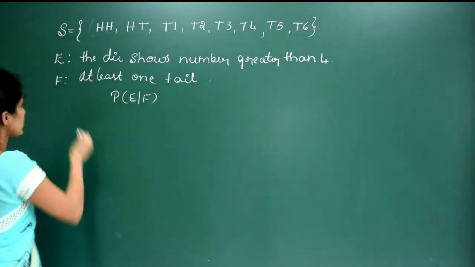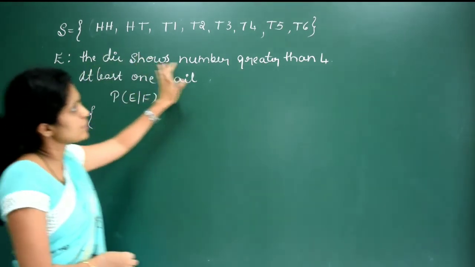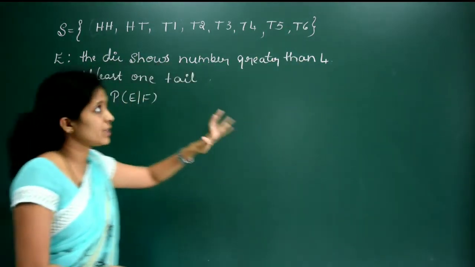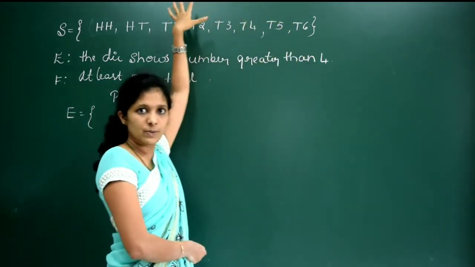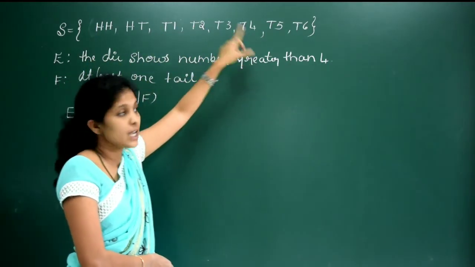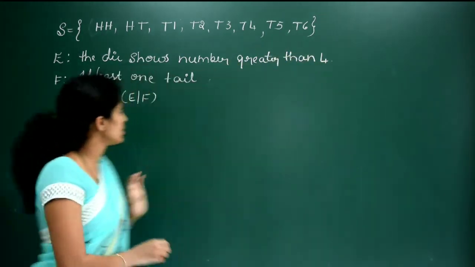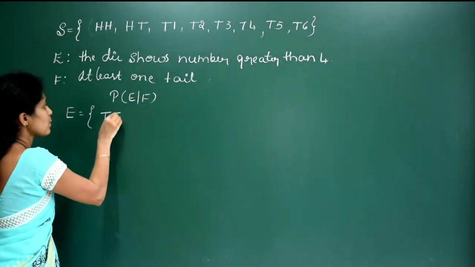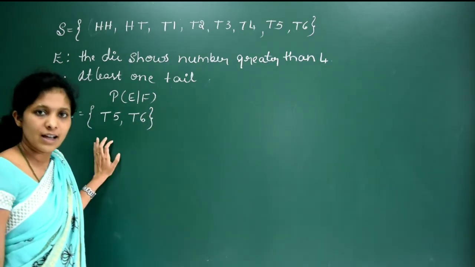First we will write what is the event E. E is equal to, the die shows number greater than 4. What is possible? The die shows number greater than 4 means 5 and 6. This is the coin toss. Here 1 to 4 is not possible. So it is given that the die shows number greater than 4. The possibility is now T5 is possible or T6 is possible. Only these two possibilities are there for the event E.